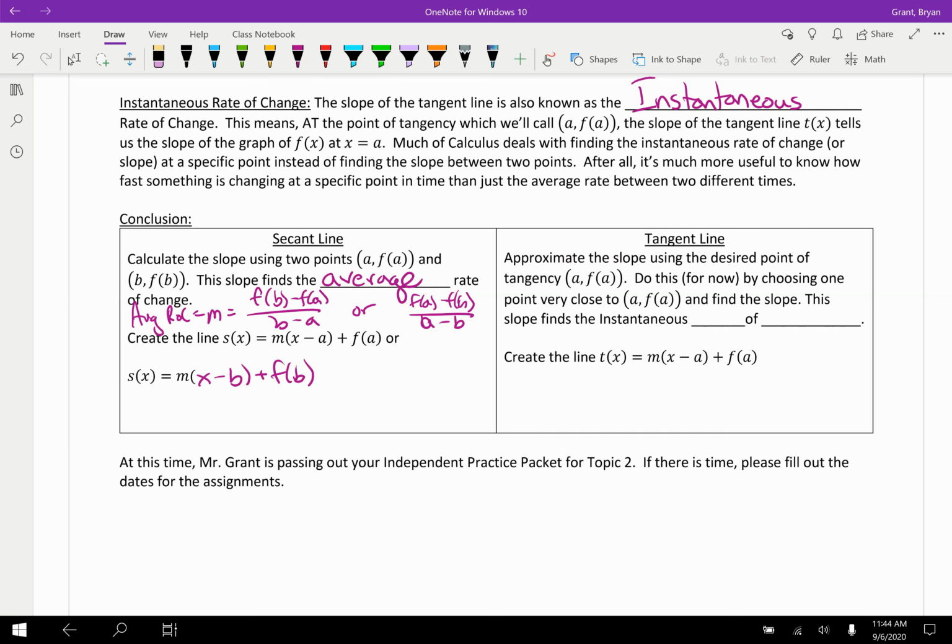For now, the way that we're actually going to find the slope, though, is by choosing a point really, really close to a comma f of a, maybe 0.001 or something like that, and you're going to find the slope. Then you might want to round the slope to its closest value. For now, we're just going to use really nice numbers. But this slope is going to find the instantaneous rate of change. And then we just write the line t of x equals all of this, where this is our instantaneous rate of change. And then we have, of course, our point a comma f of a.